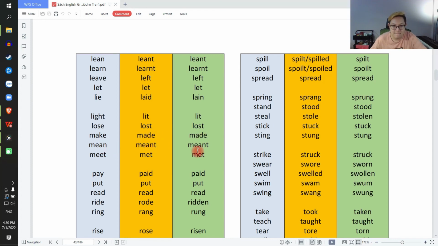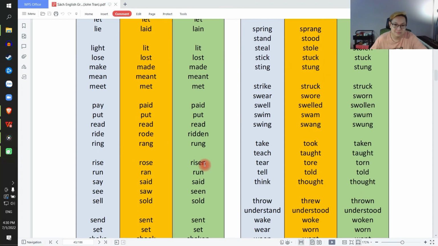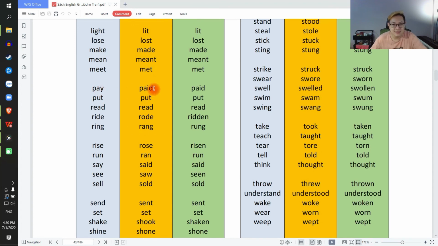Mean, meant, meant. Meet, met, met. Pay, paid, paid. Put, put, put. Read, read, read. Ride, rode, ridden. Ring, rang, rung. Rise, rose, risen. Be careful, not risen, okay? It's rise, rose, risen.